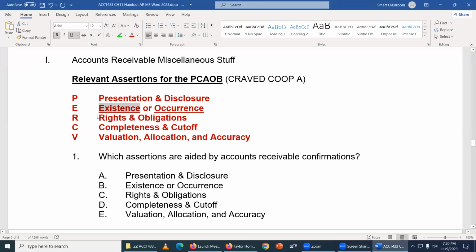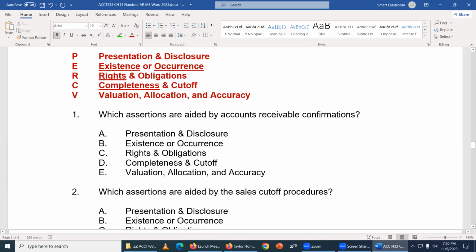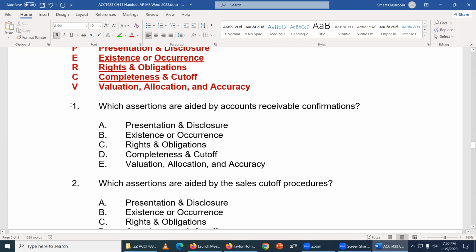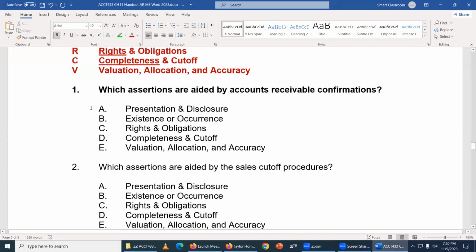So if they are, then they may not have the right to it. It may not be theirs at all, even though it's sitting in their factory. Completeness, that they get everything, and cutoff. So everything that we do in auditing, we test to these assertions. These are from the PCAOB. We don't have to get into that, but these are what we test towards. Some of these are a little bit difficult. This first one, I think, is one of the more difficult ones, actually.